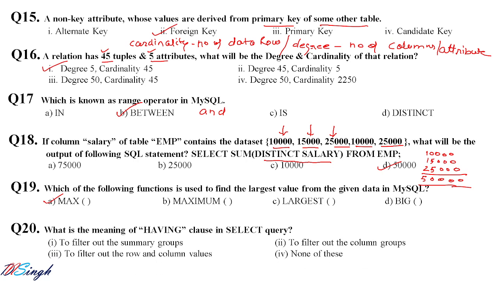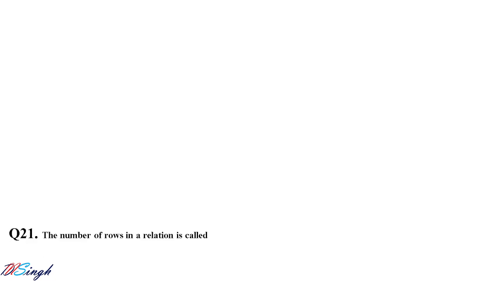To filter out the summary group, to filter out the column group, to filter out the rows column values, none of these. To filter out the summary groups, first you create the group and then you apply a having condition on that, because on a group the where clause cannot be used to apply the condition. Let us see the next.